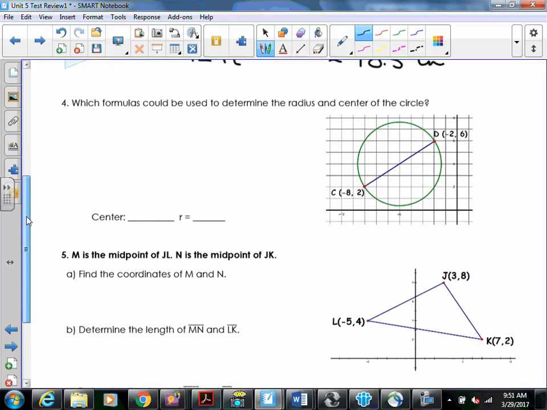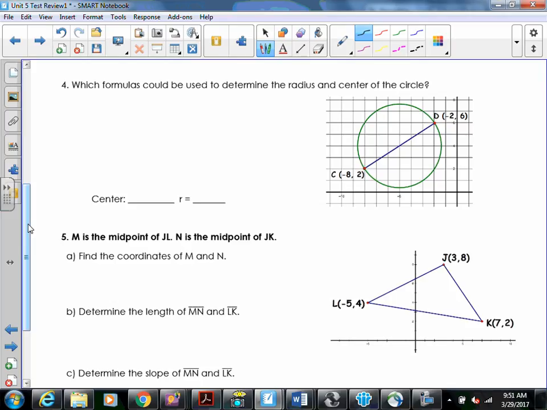Question number 4. Which formula could be used to determine the radius and the center of the circle? Now, for this one, you got 2 different things you need to find. They want the radius, which is the length of the radius, and they also are asking for the coordinate of the center of the circle. Now, this one is pretty simple. It's actually in a coordinate plane, and if you look at it, you can tell where the center is. Where is that center? Okay, the center is at about right here. And the coordinate for that point is -5, 4.